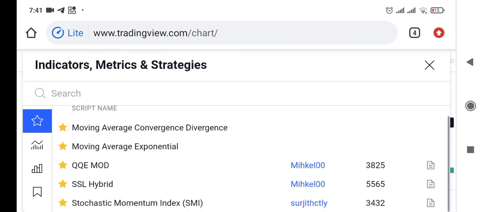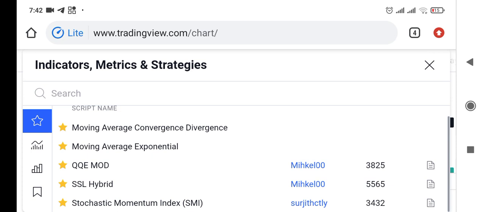On this trading platform you choose, you can put a star next to them so that you can easily access them in that long list. For me, I personally prefer the moving average and the moving average convergence and divergence, MACD in short, and I prefer the QQE mod, SSL hybrid, and the stochastic momentum index, which I will cover in the next videos in the most simple way possible.